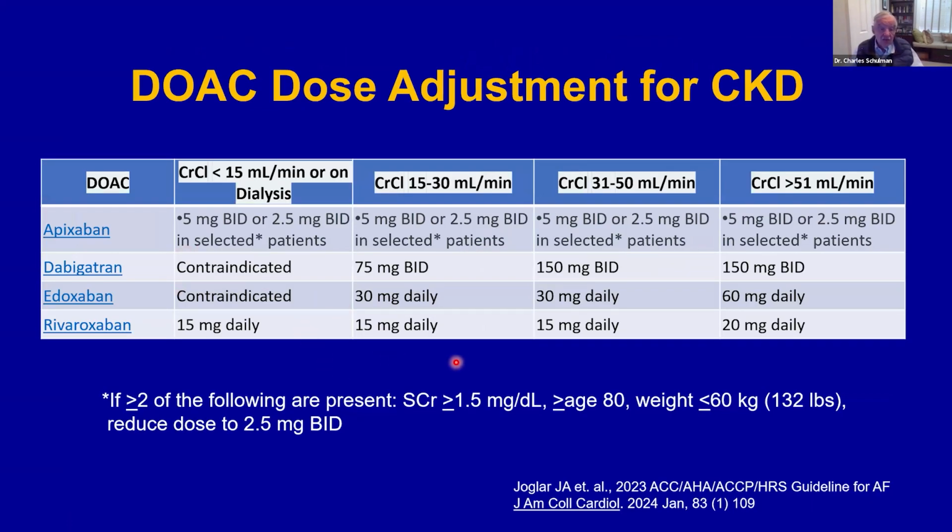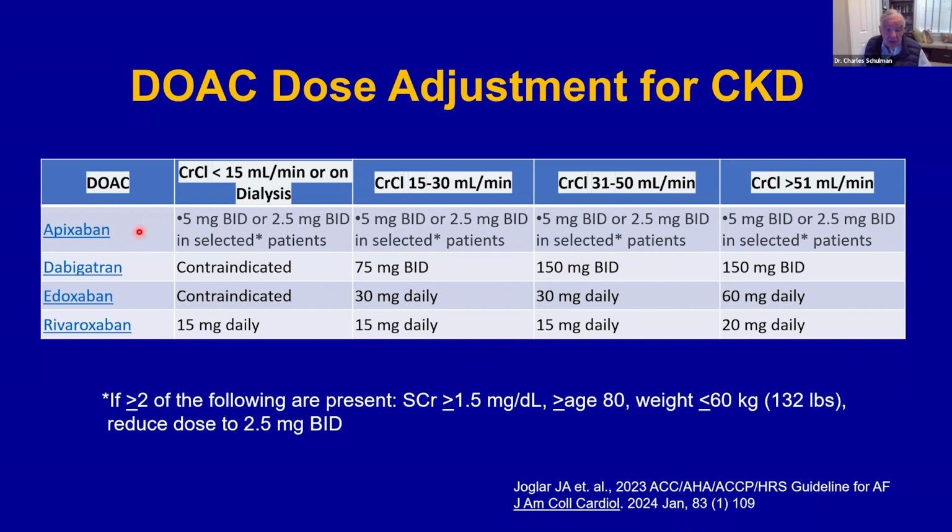So since dabigatran, edoxaban, and rivaroxaban are metabolized more in the kidney than elsewhere, the dose reduction is required. With dabigatran, it's required for a creatinine clearance less than 30. For edoxaban, it's less than 50. For rivaroxaban, it's less than 50.